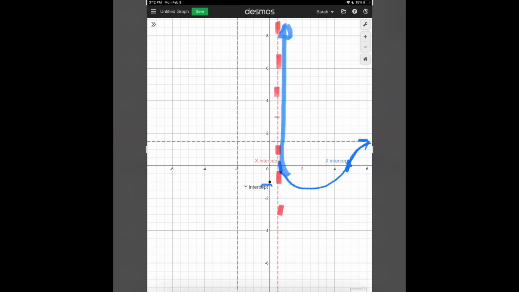We know that the graph crosses our y-intercept here. But also, notice how there are no x-intercepts in between these vertical asymptotes. So there's no way that our graph can go up in between these two asymptotes. Our graph has to actually go down. So we can fill that in here.